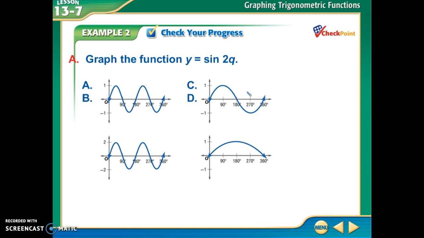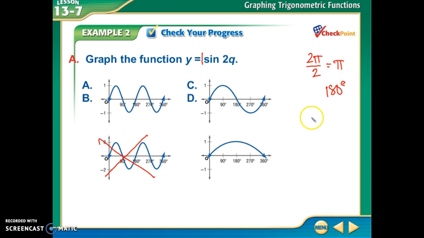All right, now I've got sine of 2q, or sine of 2 theta. So my amplitude is 1, so I can cross out the c down here, or b, whatever this bottom one is, because my amplitude has to be from 1 to -1. All right, then it's sine, so I know it's got to go through 0, 0, which all these do. And then I just got to find my period. So if I do 2 pi divided by 2, that means my period is pi or 180 degrees.